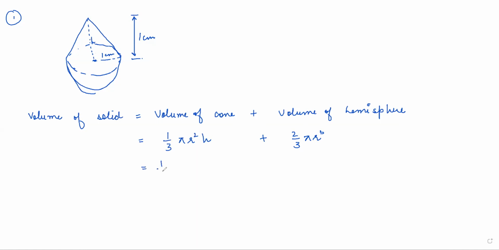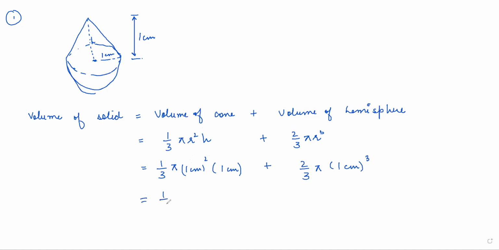So you put 1/3 pi, you have to leave pi. And then r, radius is 1 centimeter whole square, right? Height is also 1. So write centimeter also. Okay, 1 centimeter whole square. Height is also 1 centimeter, clear? Plus, you have 2/3 pi, and radius of the sphere is also 1 centimeter. So 1 centimeter whole cube, clear?